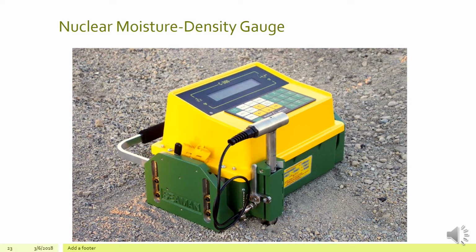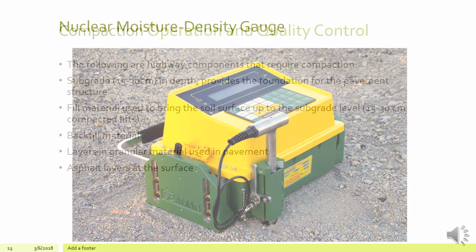And here's our piece of equipment that we can see. The gauge, we shoot the gamma rays in there and record the information for our density.